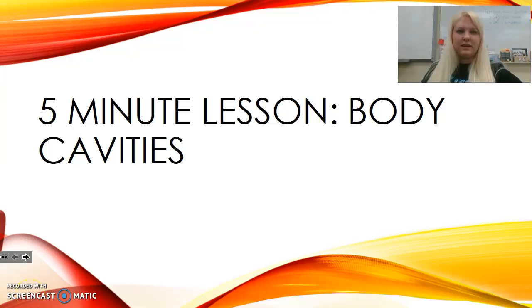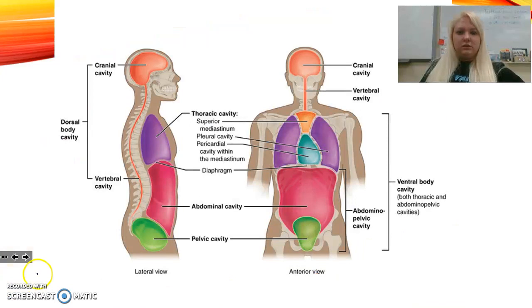Hey class, today on our 5-minute lesson we're going to focus on body cavities. We're just going to go over the organization of the major body cavities and its subdivisions. Then we're also going to go over all the organs that are in each body cavity. And then I'm really going to show what I'm looking for, what I want you to really know about the body cavities.